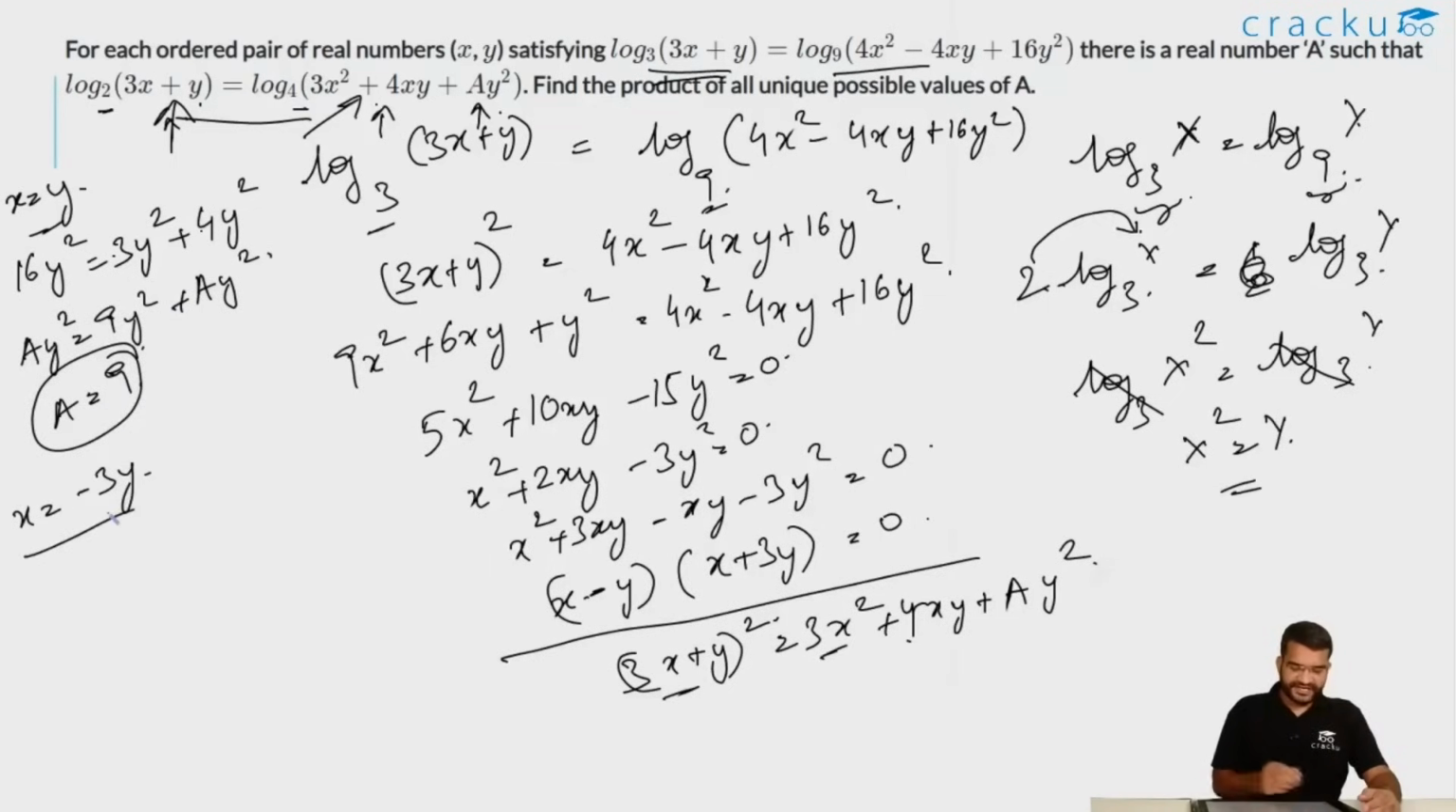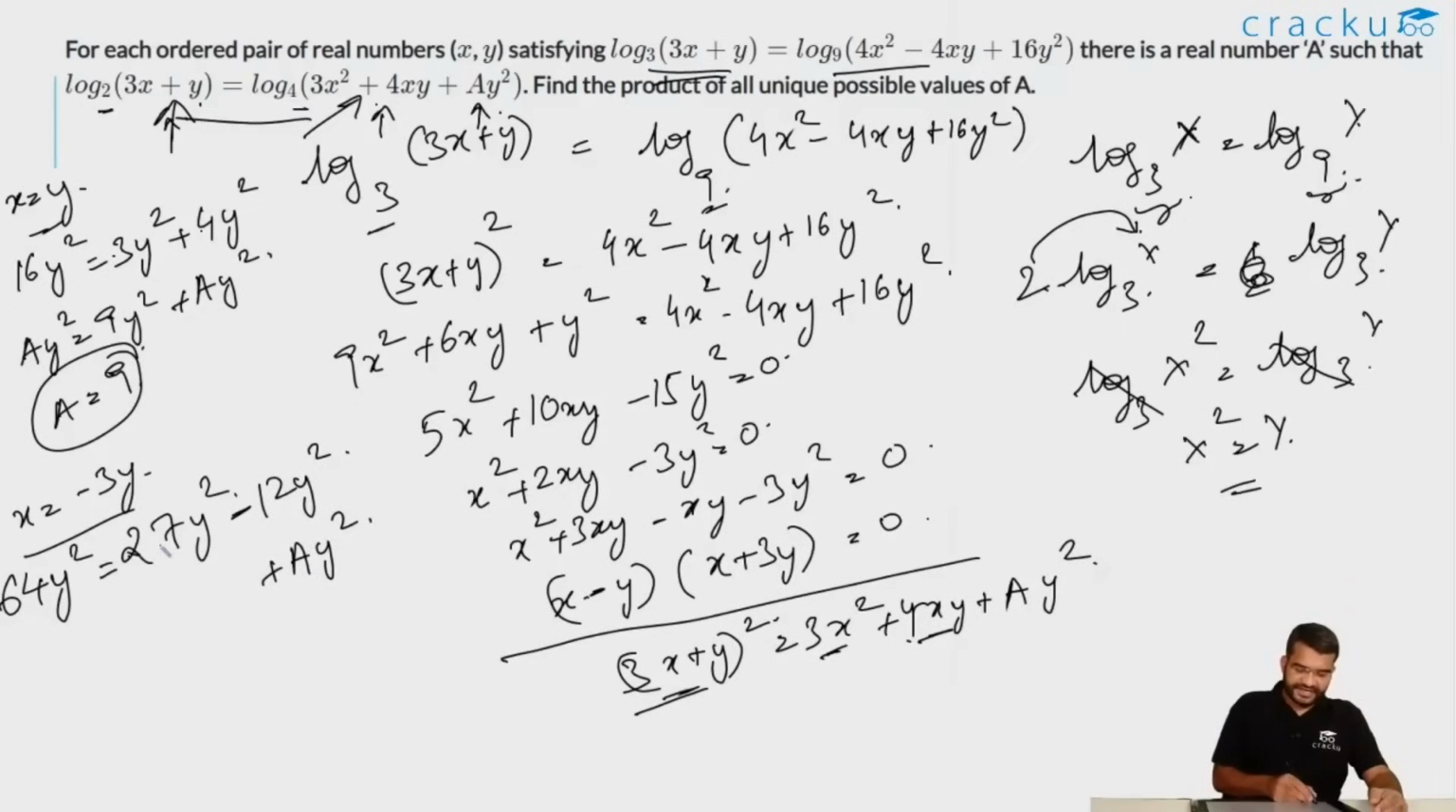If you are looking at the second case where x is equal to −3y, what will the left hand side look like? 3x will be equal to −9y. So −9y plus y is equal to −8y. (−8y)² is equal to 64y². This will equal 3x². x² will become equal to 9y². So 3x² will equal 27y², plus 4xy. x is equal to −3y, so this will equal −12y², plus ay².